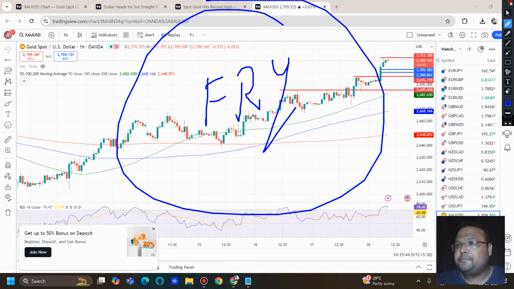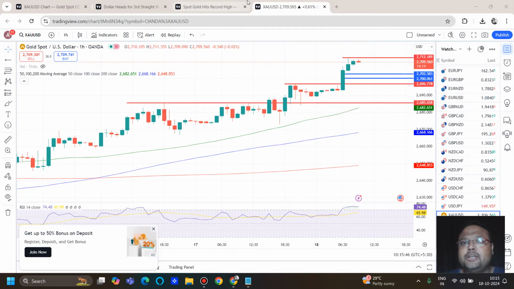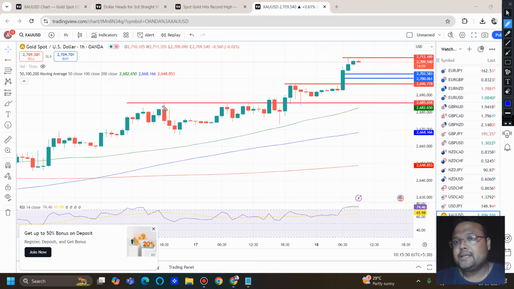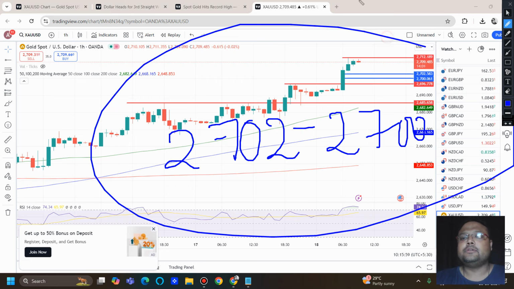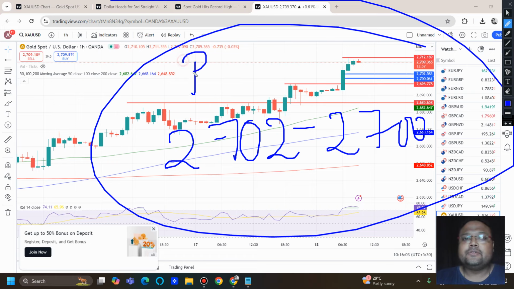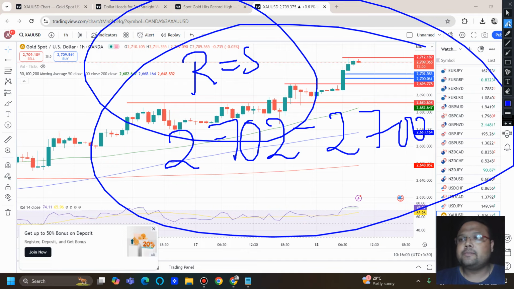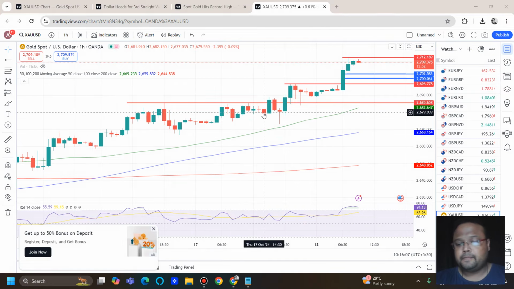Those who are looking for a fresh position in the market, obviously buy at dip or buy at retracement is the best trading strategy. We can look for a buy at retracement around 2702 to 2700. This is a level where we can look for support. This is the previous resistance that will be working as support right now.